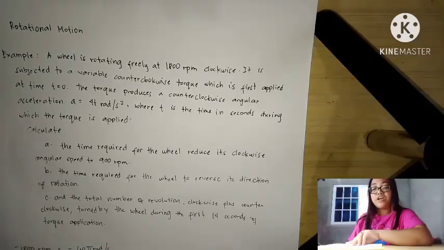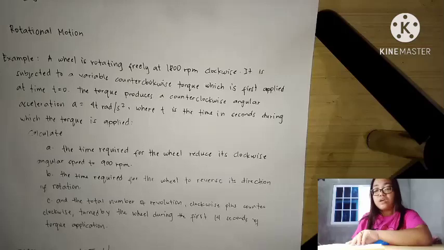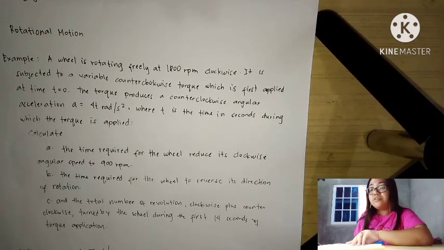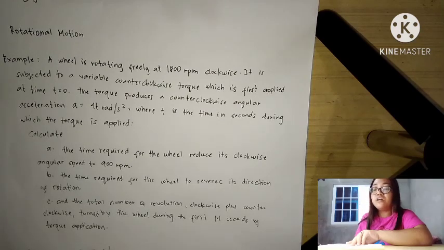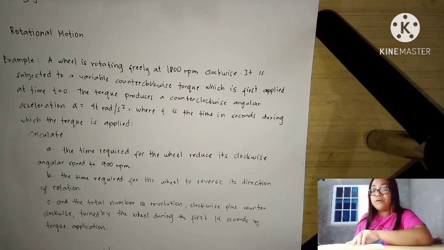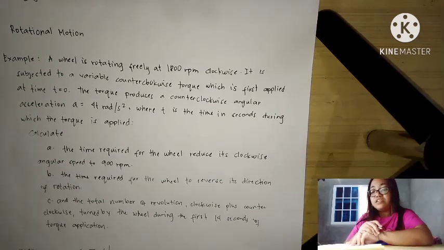So, example po tayo sa rotational motion. A wheel is rotating freely at 1,800 revolutions per minute clockwise. It is subjected to a variable counterclockwise torque which is first applied at time t equal to 0. The torque produces a counterclockwise angular acceleration alpha equal to 40 rad per second squared, where t is the time in seconds during which the torque is applied.